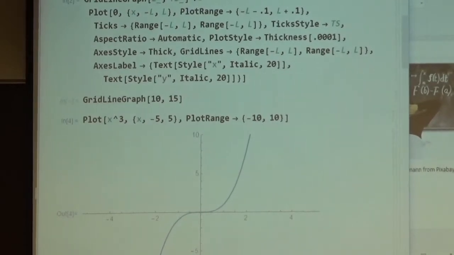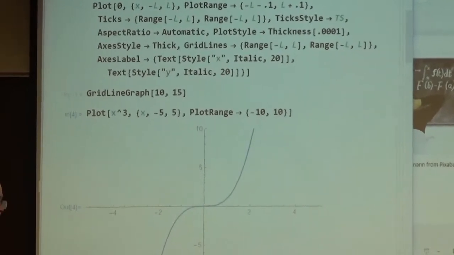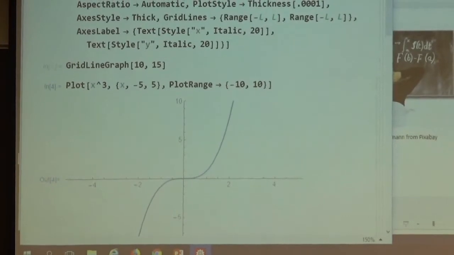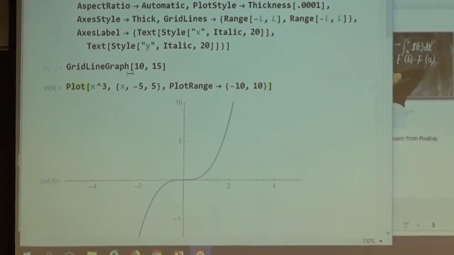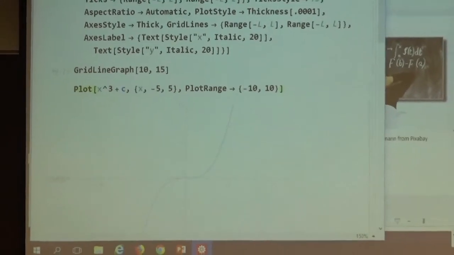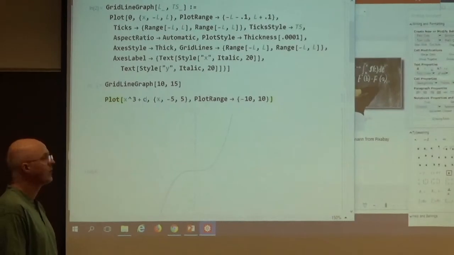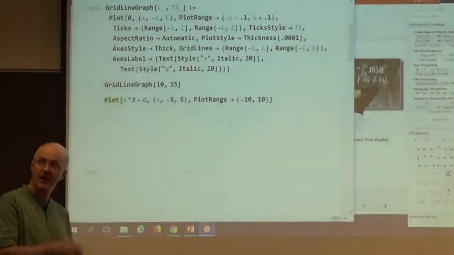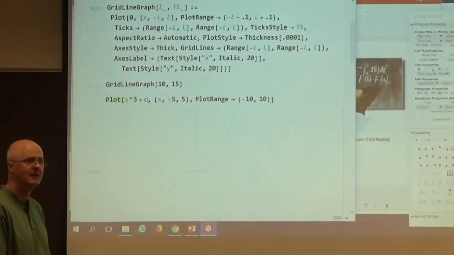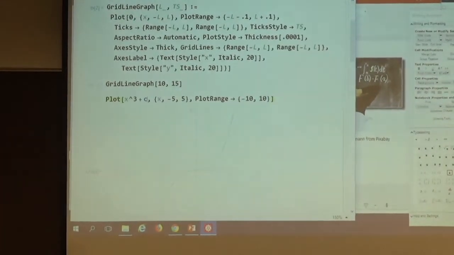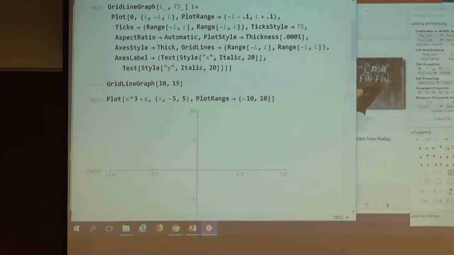What do I mean by animation? An animated graph like I often show you on PowerPoints. I mean to add in some sort of animation parameter, you might call it, plus C here, for example, that will cause the graph to move, say, up or down as C changes. But if I just enter this as is, Mathematica doesn't know what C is. So nothing happens. No graph.